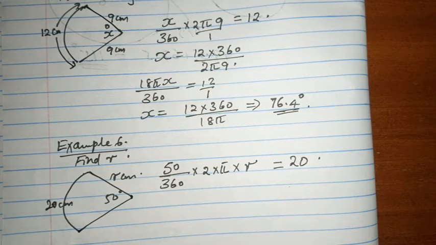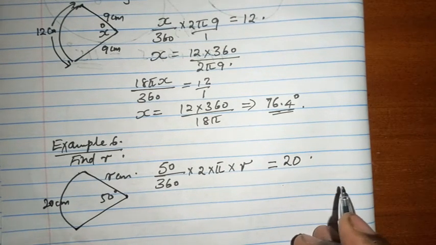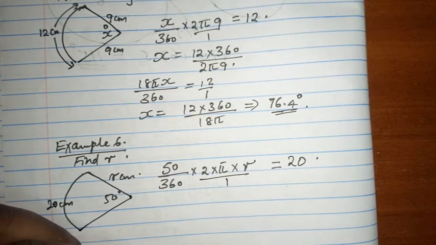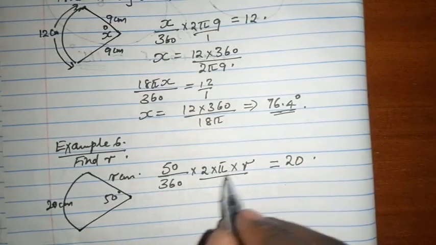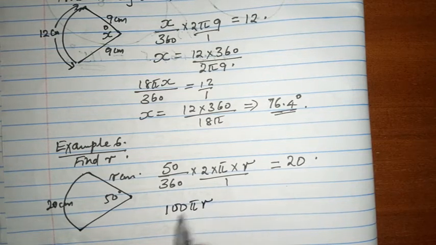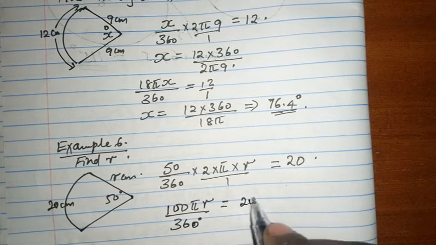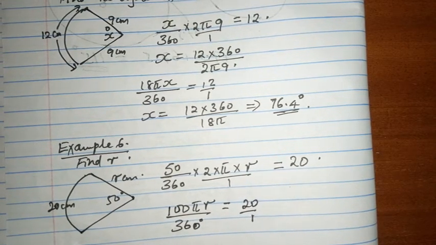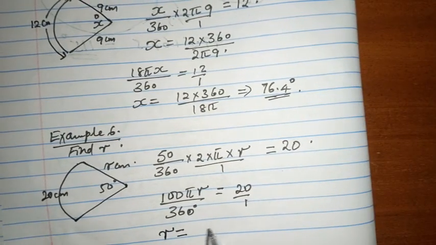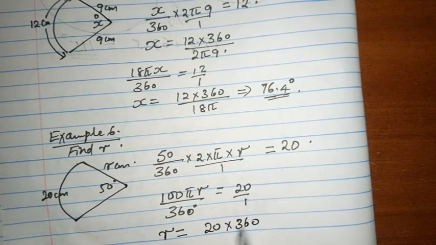At that particular point, we need to make r the subject of the formula. For example, we may take the whole of that to be over 1 and multiply the numerators together, and we have 100 pi r out of 360 degrees equals 20 over 1. Again, if you want to make r the subject of the formula, you're going to have r equals 20 times 360, everything over 100 pi.